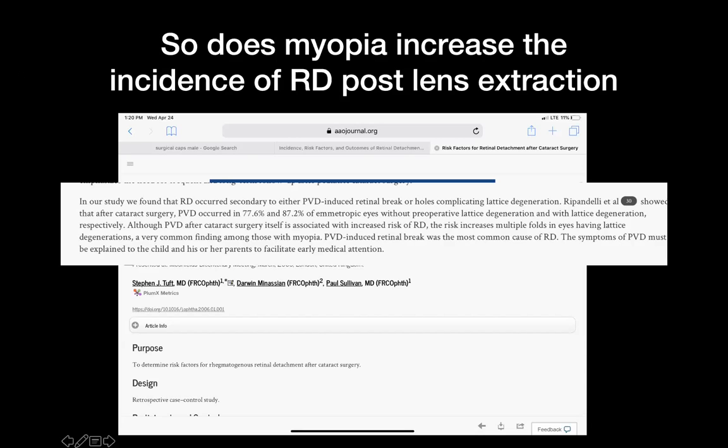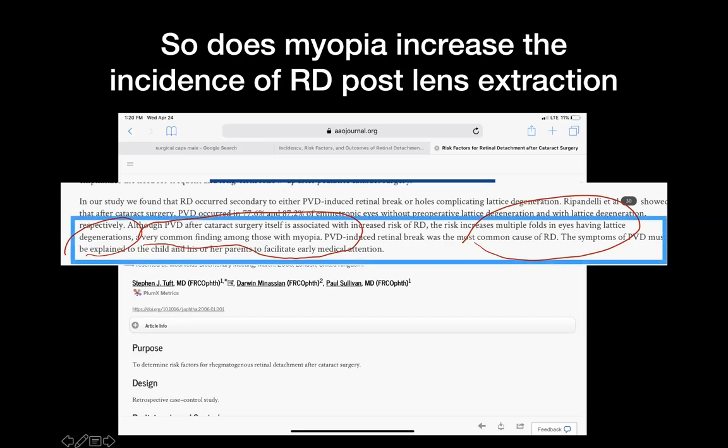Although PVD after cataract surgery itself is associated with an increased risk of retinal detachment, the risk increases multiple folds in eyes having lattice degeneration, a very common finding among myopes. So again, these patients with myopia do have an extensive chance of developing retinal detachment after removal of the lens. So I'm not happy at all doing a high myope in the pre-presbyopic age just for removal of the lens. In these patients, they do have accommodation, and I'm very happy popping an ICL in these eyes.